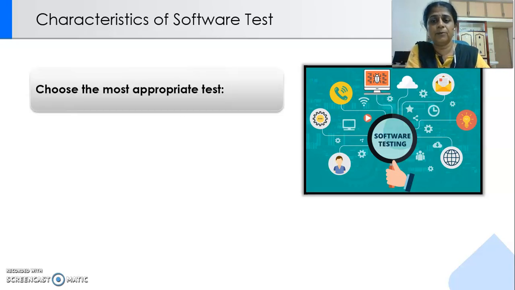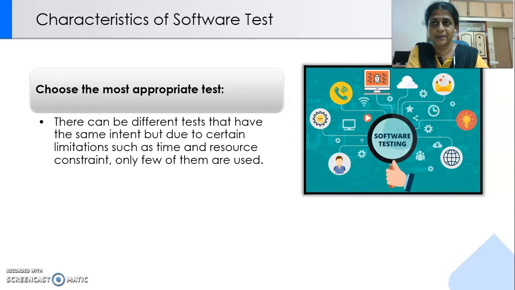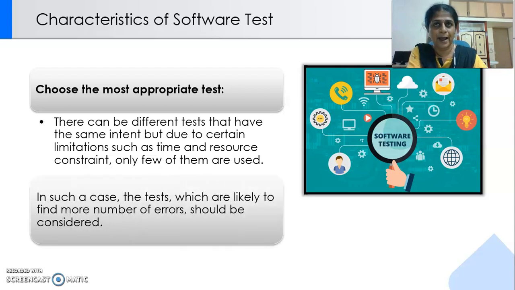The third one is choosing the most appropriate test. What kind of test are you going to choose? We have seen a lot of tests: black box, white box, functional, unit, integration, and so on. For my software, what kind of testing is most appropriate? I first have to check what kind of test will best suit that particular software. There can be different tests with the same intention, and due to limitations of time and resources, only a few of them are used. You're not supposed to use all the tests, because most of them are intended for the same purpose, so you avoid redundancy. You check what is the appropriate test that best suits that particular application. This is the third characteristic: choosing the most appropriate test.